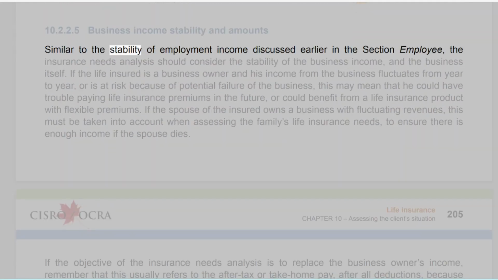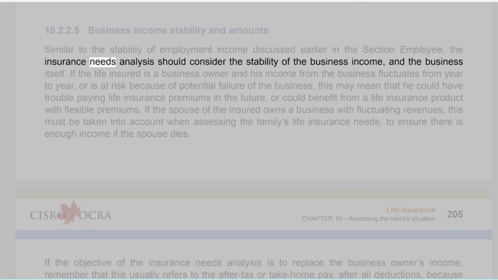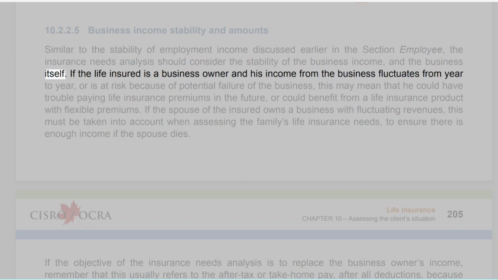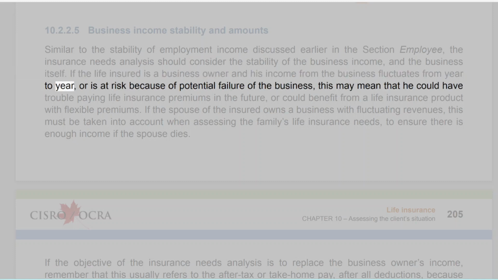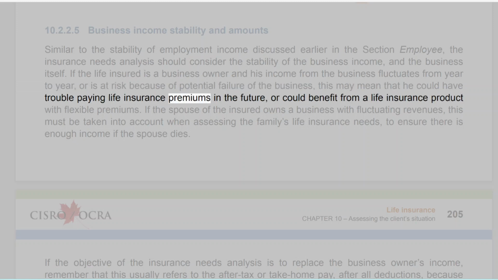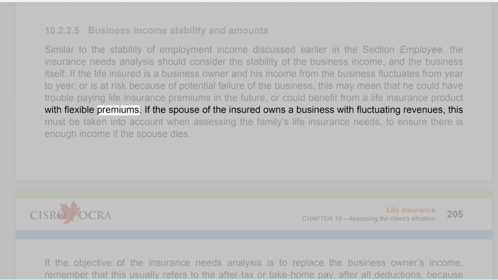Similar to the stability of employment income discussed earlier in the section Employee, the insurance needs analysis should consider the stability of the business income and the business itself. If the life insured is a business owner and his income from the business fluctuates from year to year, or is at risk because of potential failure of the business, this may mean that he could have trouble paying life insurance premiums in the future, or could benefit from a life insurance product with flexible premiums.